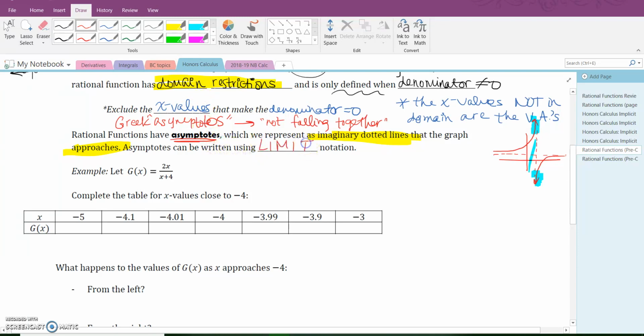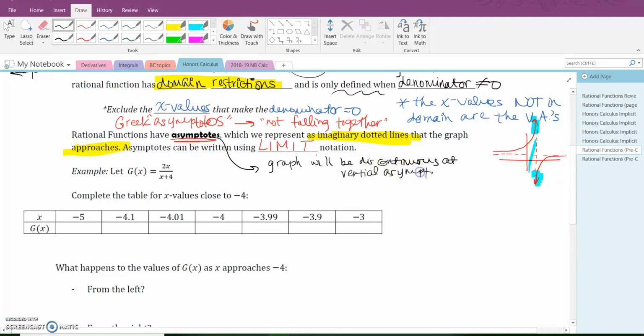Now, some people get intimidated by limits because it's kind of like a calculus thing, but they get introduced in pre-calculus. So this is the first time you're going to see limit notation. Another thing I want you to add here, while we're on the topic of asymptotes: polynomials were continuous functions. Rational functions are not continuous. So your graph will be discontinuous at the asymptotes.